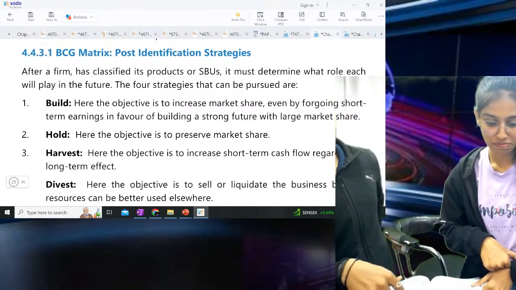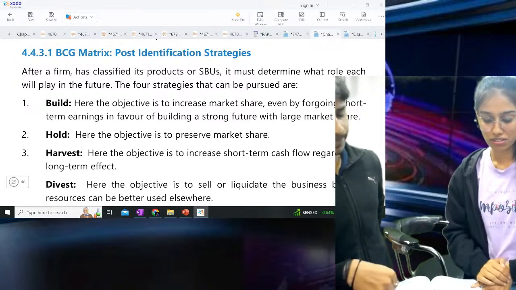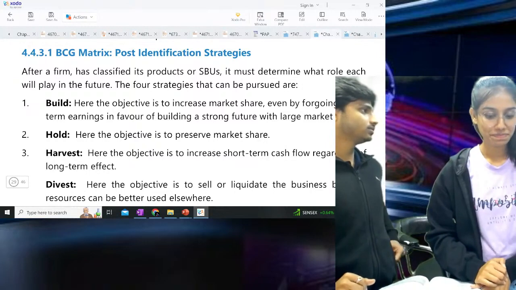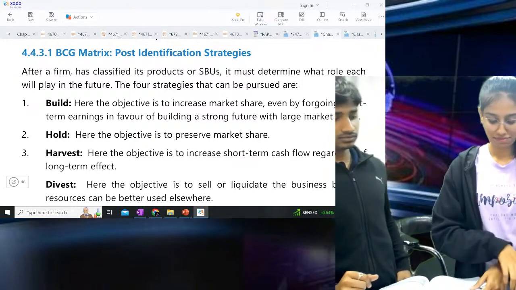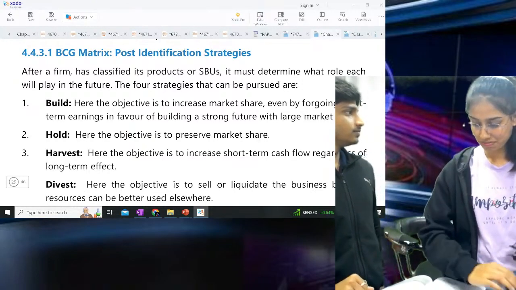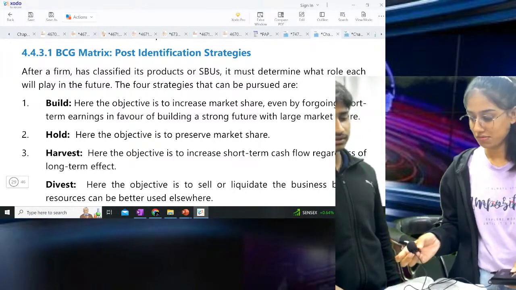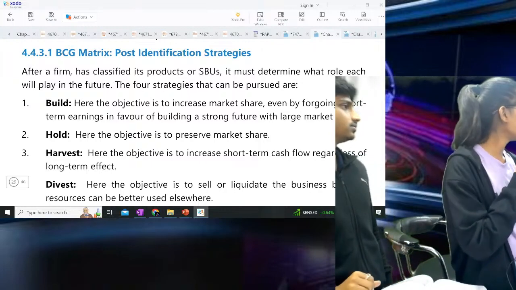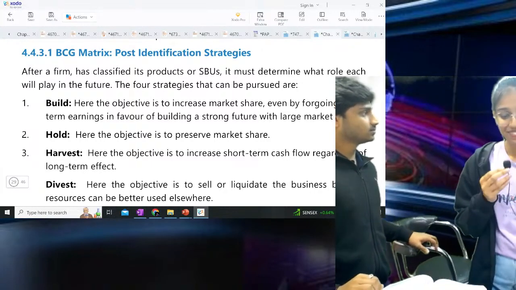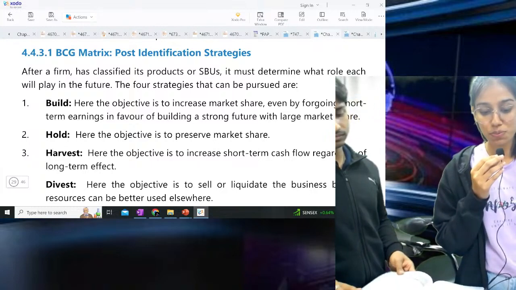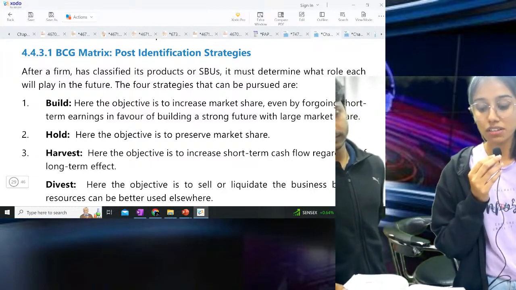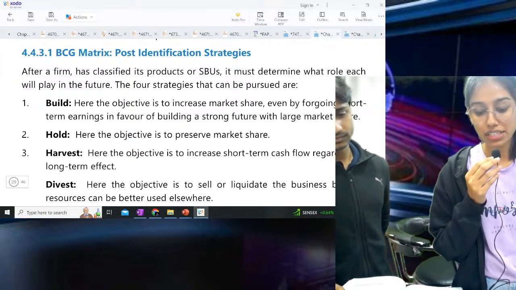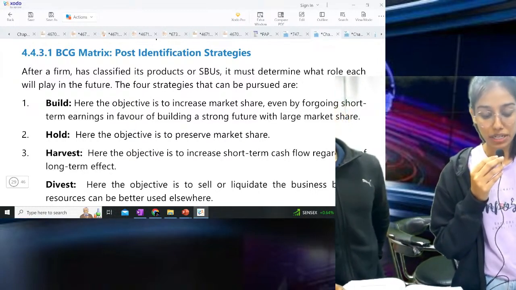If you are done, we won't waste time. Done, both of you? One by one you have to tell. What are the four strategies for the four kinds of product? They will read and answer. First read everything. After a firm has classified its products or SBUs, it must determine what role each will play in the future. The four strategies that can be pursued are: build.